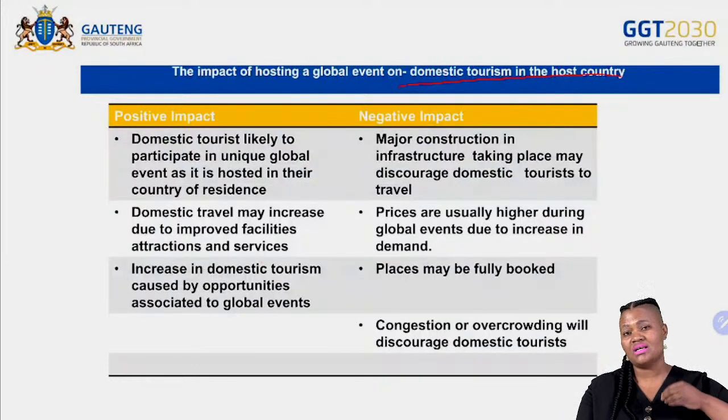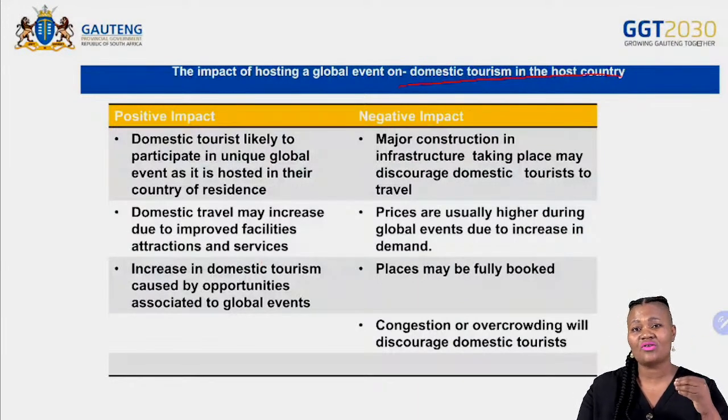You need to be cautious. In this particular slide, we are focusing on the impact of hosting a global event on domestic tourism. Remember, throughout grade 10, you learned about domestic tourism, that it's got to do with traveling within the borders of your own country. So, what is the impact of hosting a global event on domestic tourism in the host country?